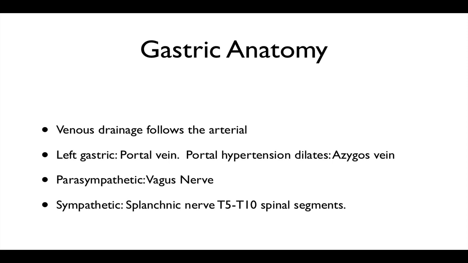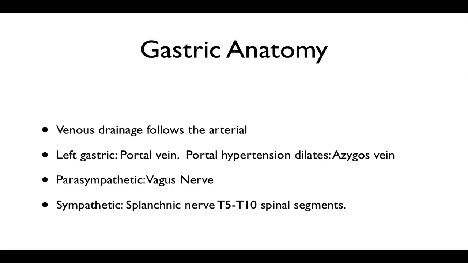The venous drainage is really as follows: the left gastric vein is important to note. Most of the veins in the stomach go to the portal vein. And if you have portal hypertension, this is going to dilate. As this dilates, it supplies the lower end of the esophagus, and that's going to cause a portosystemic shunt to the azygos vein, and that can eventually cause esophageal varices and catastrophic bleeding through that.